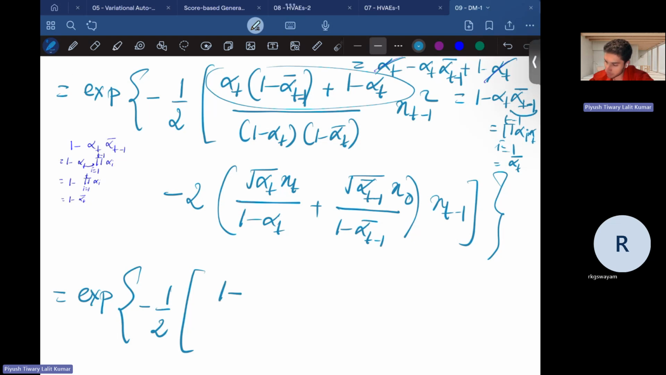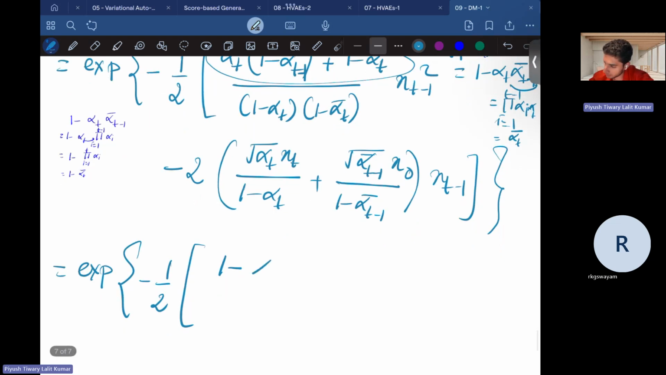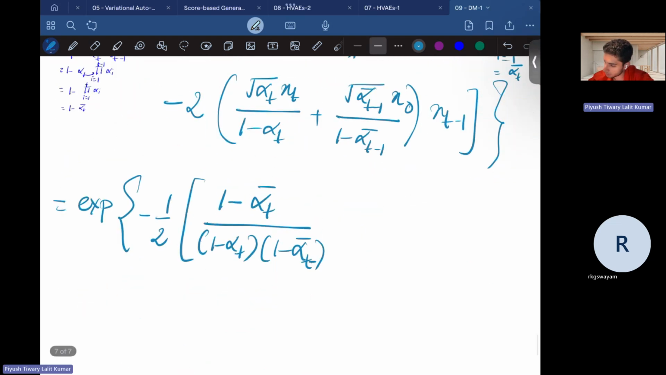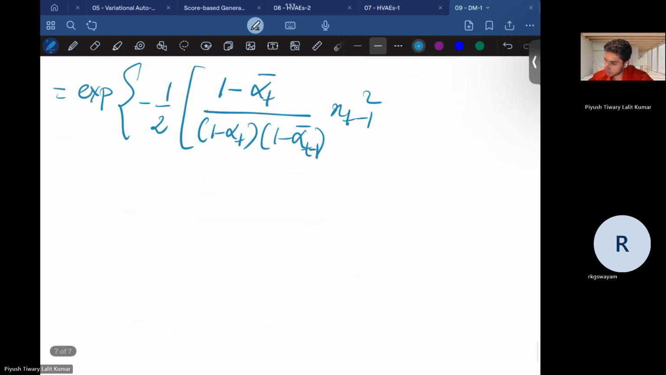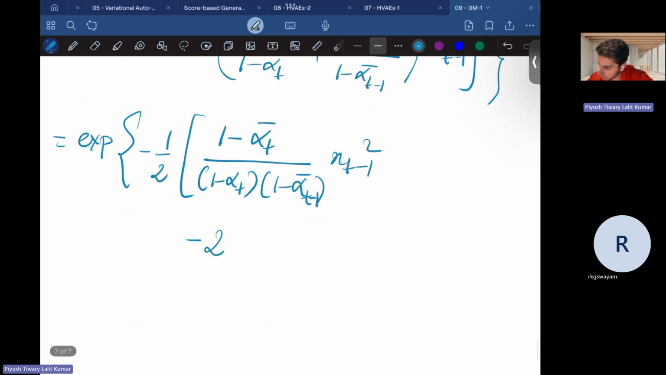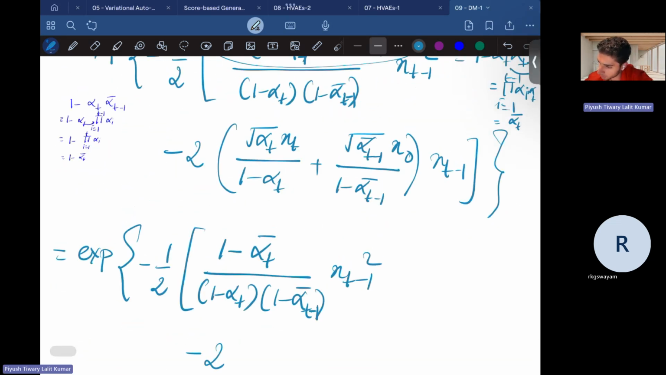So I can just club those two and write this as 1 minus alpha_t bar divided by 1 minus alpha_t times 1 minus alpha_{t-1} bar. Sorry, this is t minus 1. Into x_{t-1} whole square, minus whatever the term here was. Maybe I'll just copy paste it to save some time.